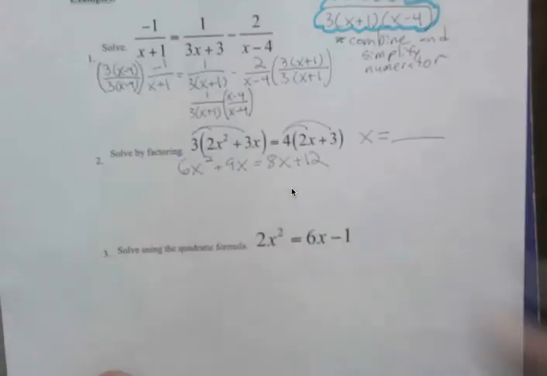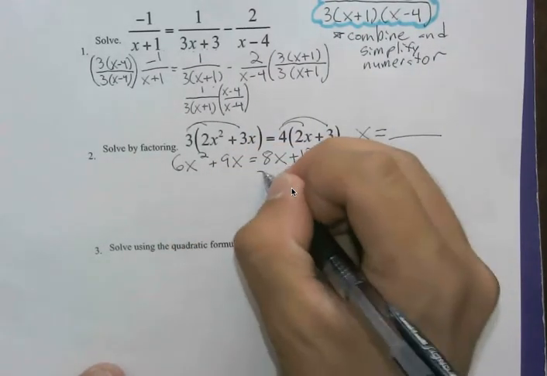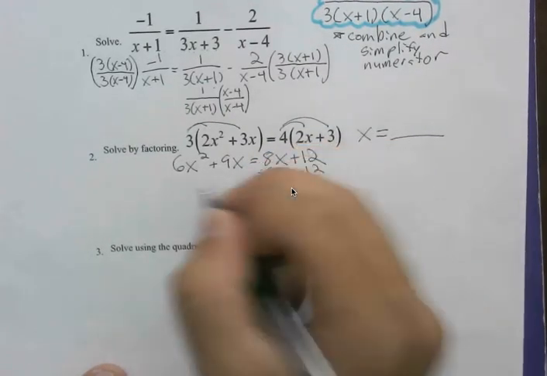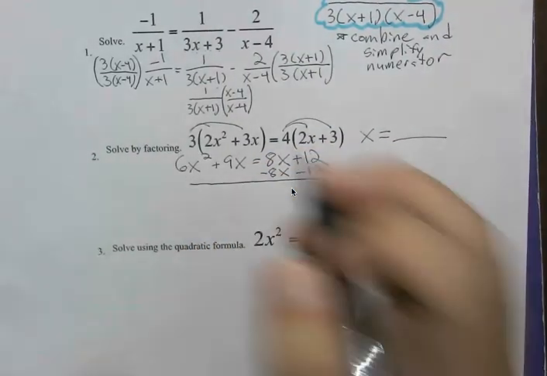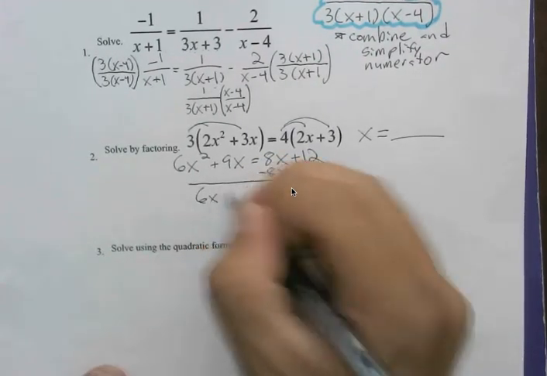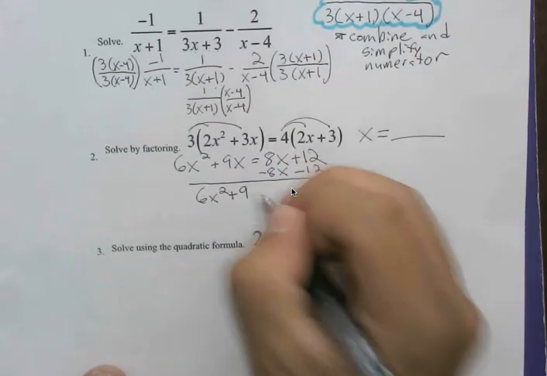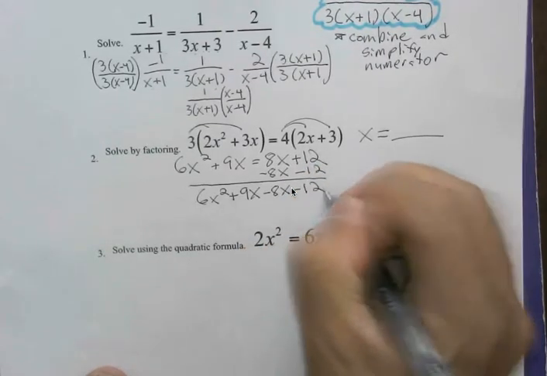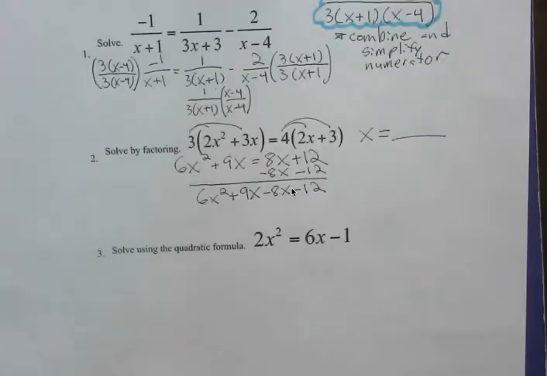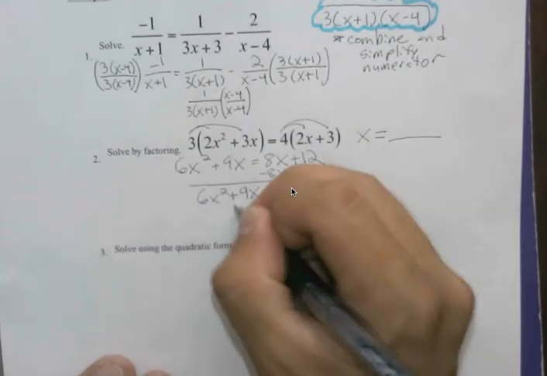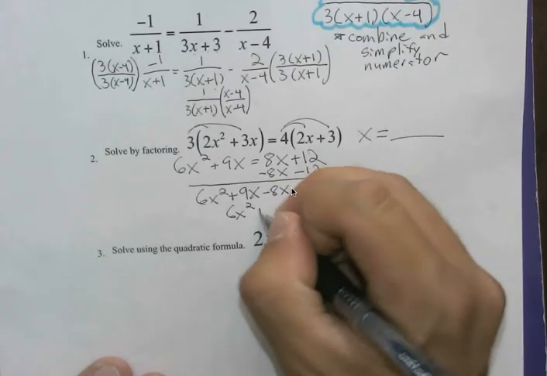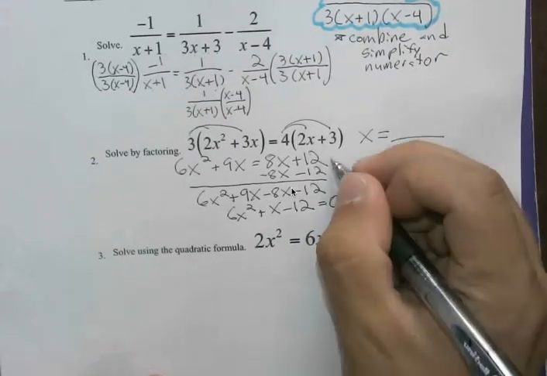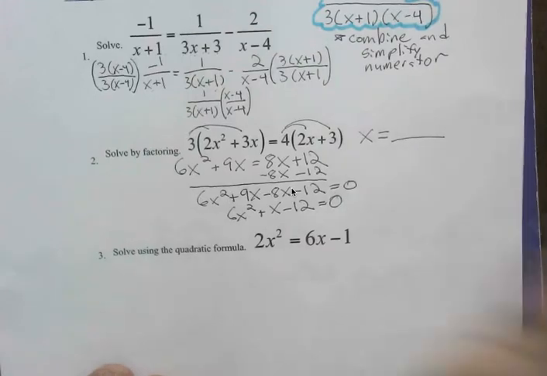Moving all of the terms to one side, let's move 8x and 12 by deducting. Imagine that's going to both sides, leaving us with 6x squared plus 9x minus 8x minus 12. We'll take this further and simplify. So we have 6x squared plus x minus 12. This equals 0, keeping in mind because now there's nothing on the right-hand side.